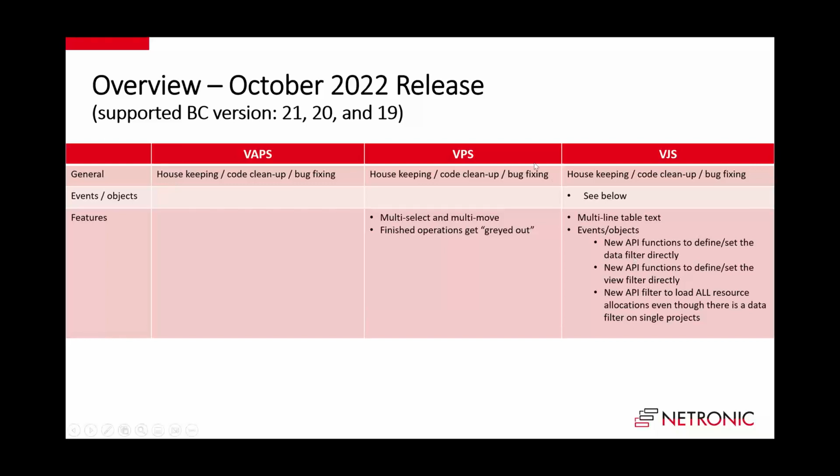When it comes to the VPS, we have only 2 items. One is minor. When you have operations that are finished, so production order routing lines with the status finished, then in the past they only had this black underscore, the black progress bar. Now we also gray them out, so you can gray them out, in quotes. You will see what I mean with gray them out.